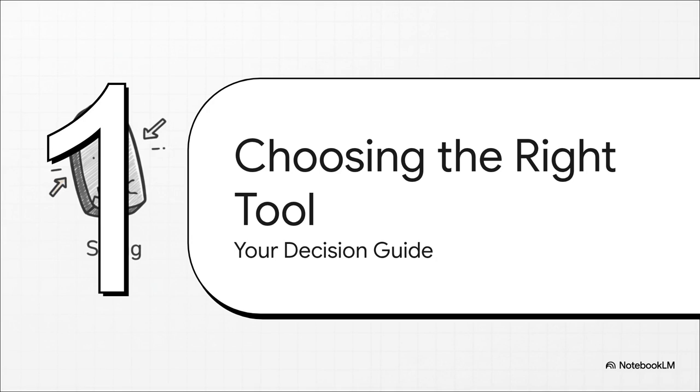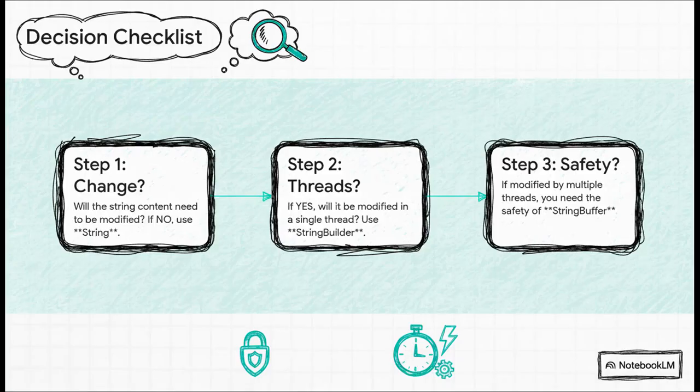Okay, let's wrap this all up. Now that we understand the what and the why, we can put together a super simple decision guide that will help you pick the perfect tool for the task every single time. No more guesswork. Here it is, your 3-step mental checklist. First, ask yourself, is the string value going to change at all? If the answer is no, just stick with string. It's simple, it's reliable, done. If it is going to change, you move to the next question.